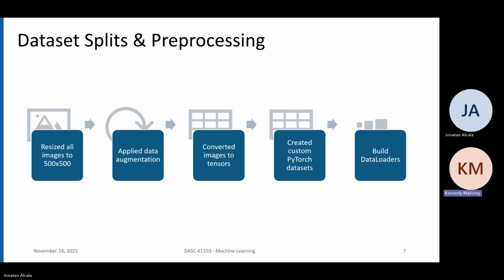When it came to the splits and the pre-processing, we resized all the images to 500 by 500, like the requirements were for the assignment. And then we applied certain augmentations. We did a center crop, and then we flipped it randomly horizontally. And then we converted the images to tensors, created the custom PyTorch dataset from that, and then built our data loaders.